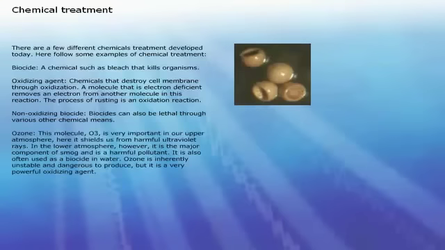Ozone. This molecule, O3, is very important in our upper atmosphere. Here it shields us from harmful ultraviolet rays. In the lower atmosphere, however, it is the major component of smog and is a harmful pollutant. It is also often used as a biocide in water. Ozone is inherently unstable and dangerous to produce, but it is a very powerful oxidizing agent.